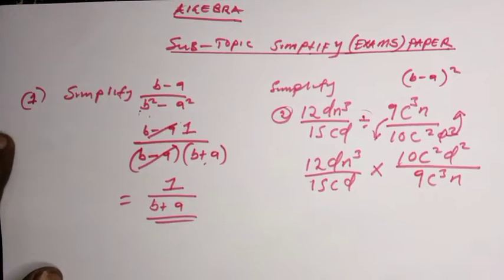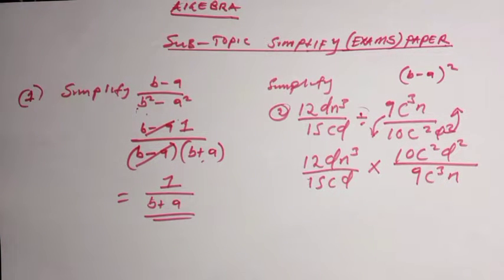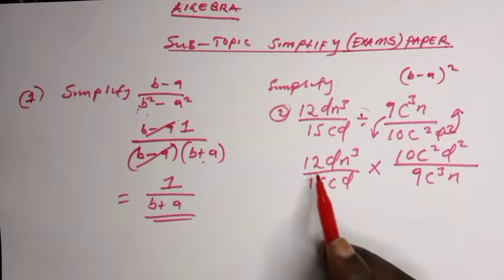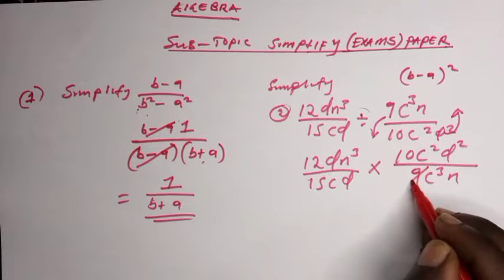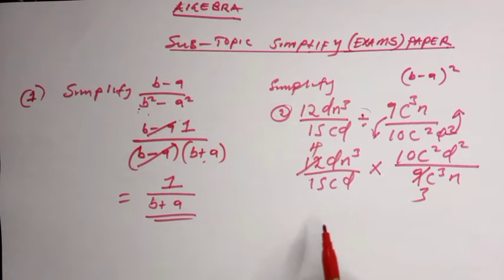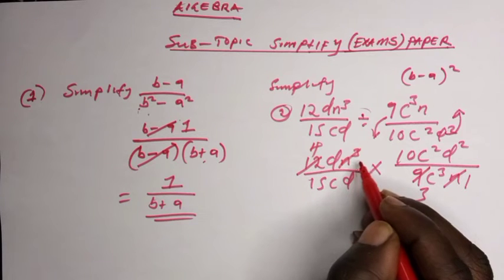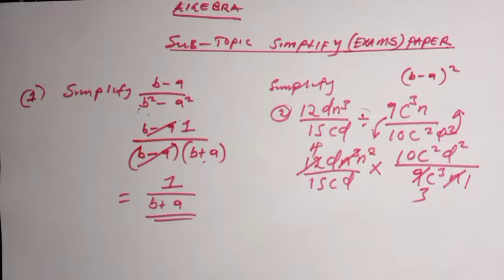Then it will be 10c power 2 d squared over 9c power 3 n. Here you have to look for the variables and factors which are common. So here it is 3: 3 into 9 is 3, 3 into 12 is 4. Then n into n is 1, and n into n power 3 will remain with n power 2.